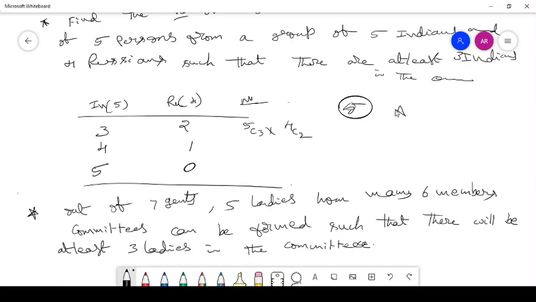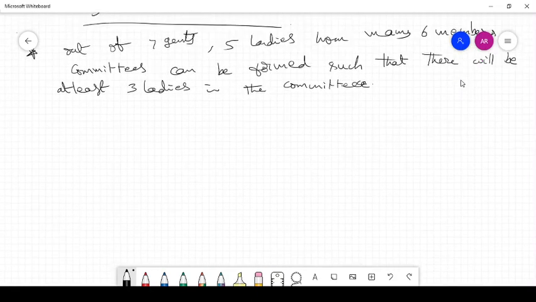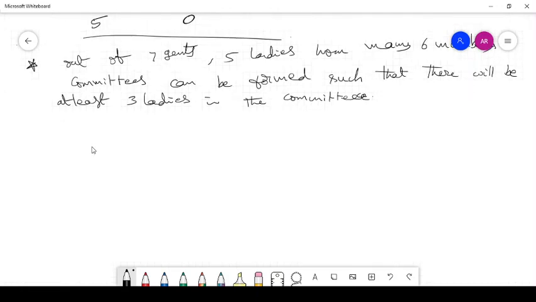In the problem, the answer is 181. Next. Given that 7 gents and 5 ladies. I can explain the table. Gents are 7, ladies are 5. Next, in the committee, at least 3 ladies, so you have to take 3, 4, 5. Total number of ladies is 5, that's why 3, 4, 5. Committee having how many members? 6 members committee.